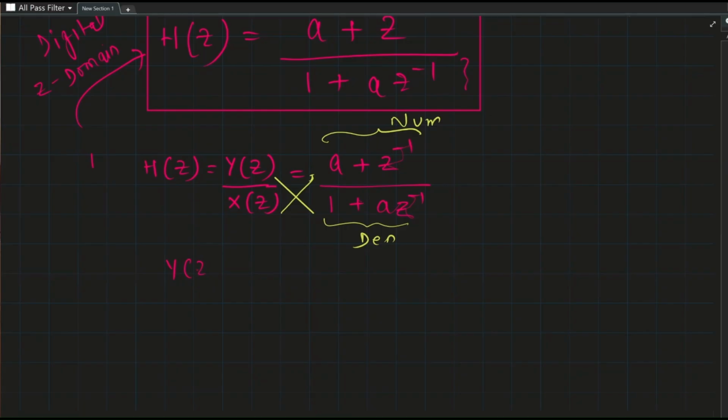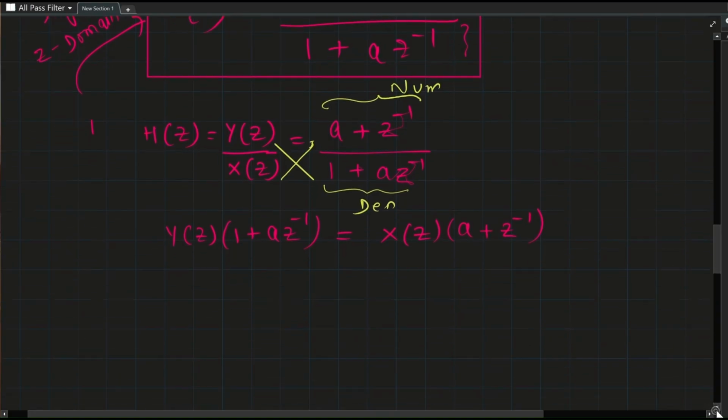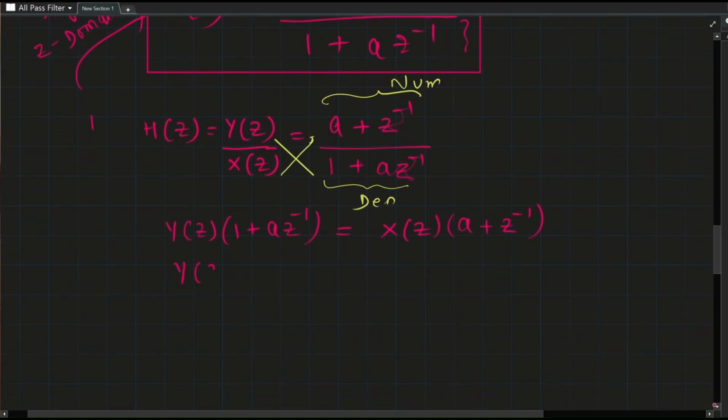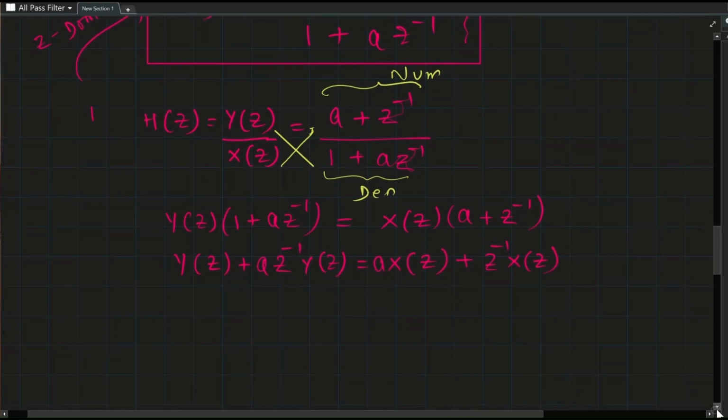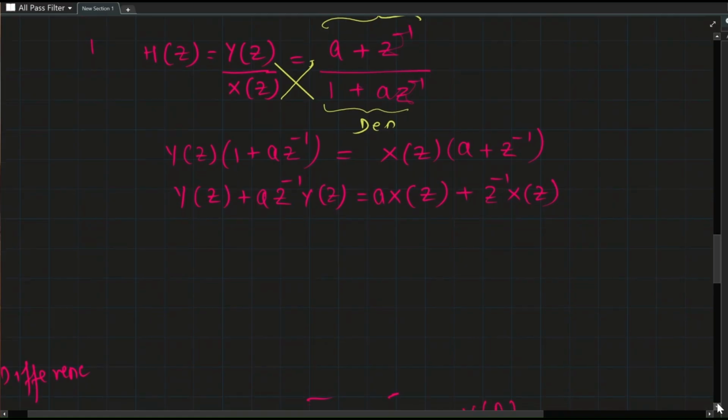So we have the Z transform of the output, and then we have this expression, basically the denominator, and then we have the numerator multiplied by the Z transform of the input. Let me just expand this equation. So this becomes Y(z) plus a z inverse Y(z) equals a X(z) plus z inverse X(z). Now we need to take the inverse Z transform and convert this into a time domain equation.